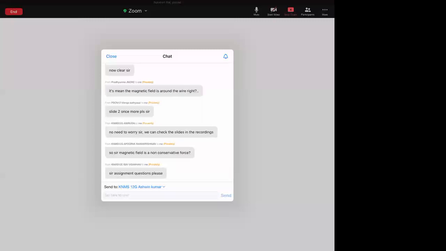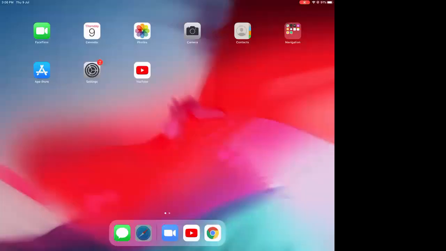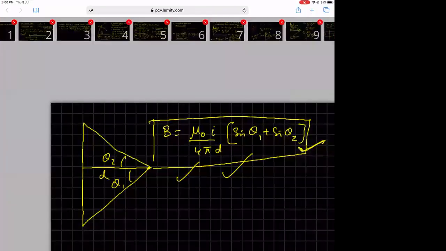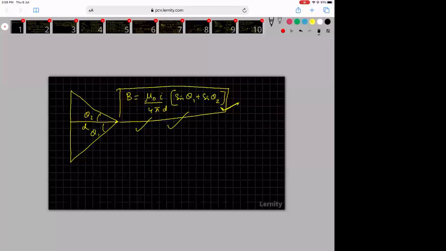Assignment questions are there in STG. Magnetic field is a non-conservative force. As of now, yes, magnetic field is a non-conservative force. Okay, so if you understand this, I am happy, we can move on.